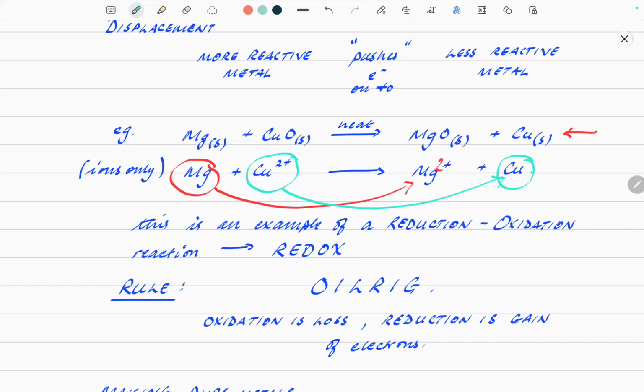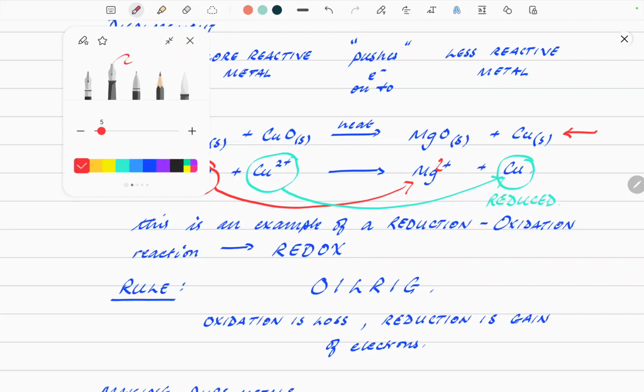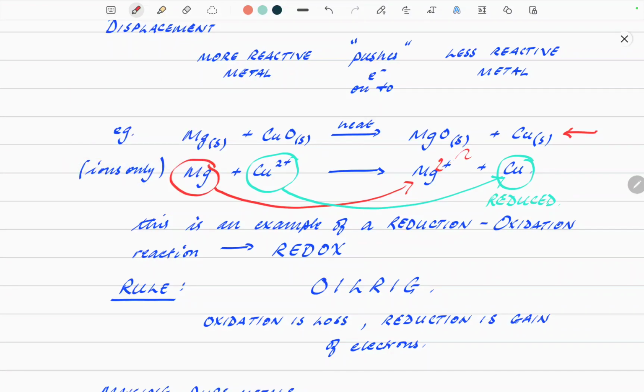All right. In a redox reaction, one element or ion, whatever you want to call it, sometimes called species, will gain electrons and another will lose electrons. In this particular example, the copper is gaining electrons and is being reduced. And the magnesium, that is being oxidized.